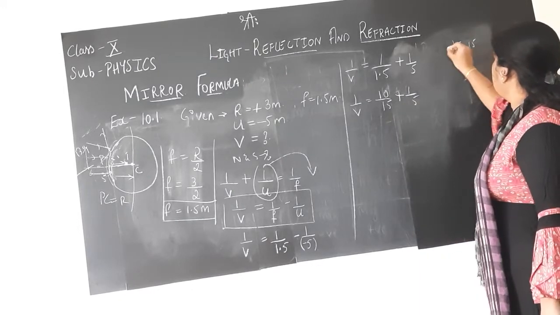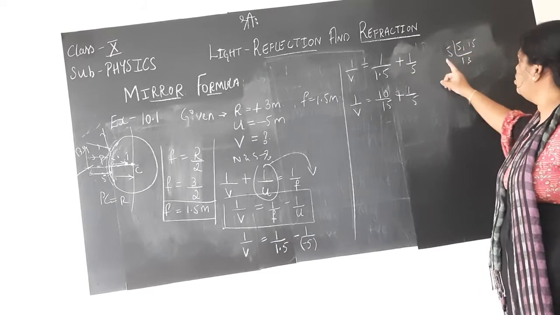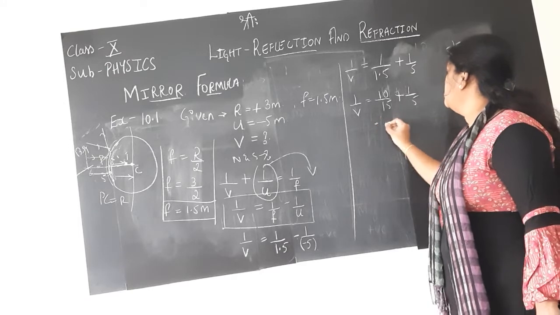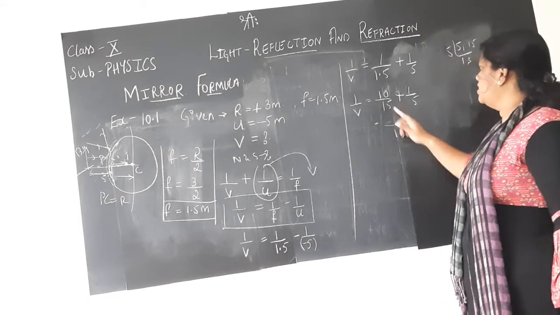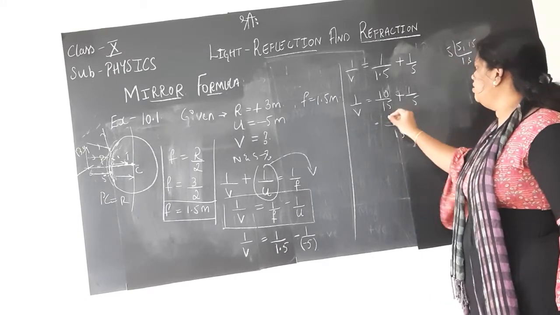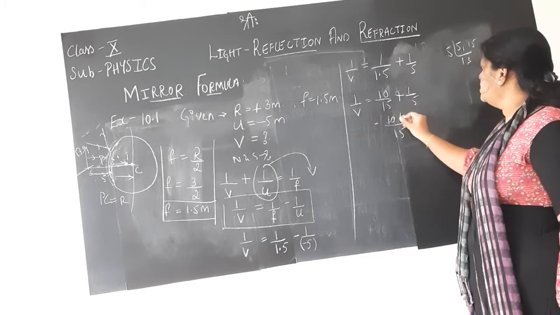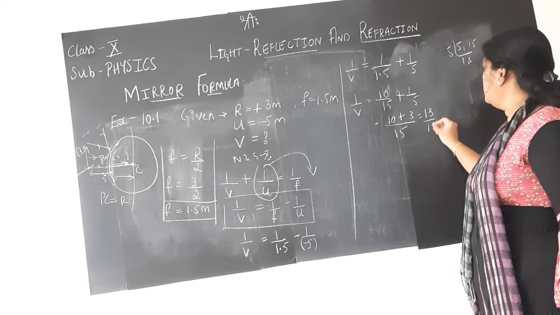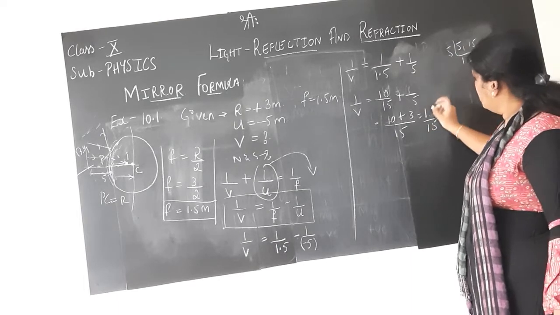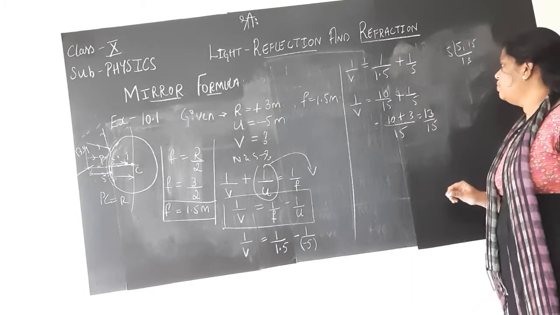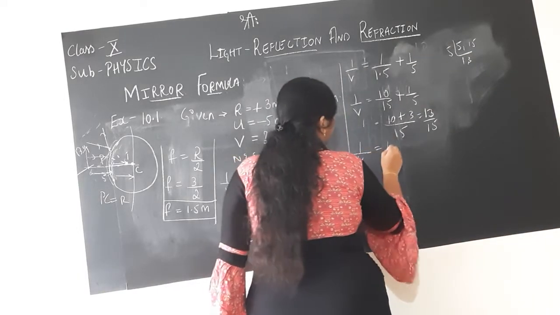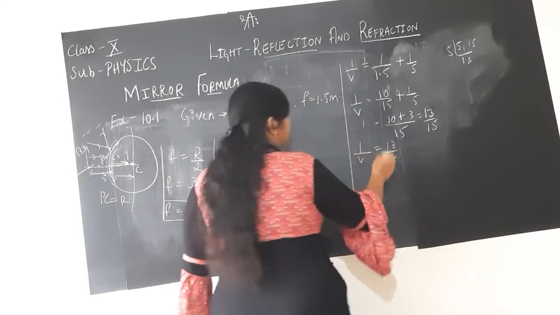So 5 and 15, this and all I should not do actually. You are in 10th now. 15 is the LCM. So 15 is the LCM. 15, 15, 1 into 10, 10 plus 5 ones are 5, 3s are 3, ones are 3. 10 plus 3 is 13 divided by 15. 13 divided by 15 is what? 1 by v is 13 divided by 15.